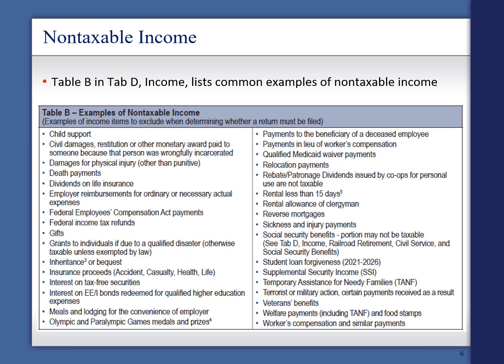So how do I, as a volunteer, determine non-taxable income? This is Table B, which is listed in the Volunteer Resource Guide, tab D, Income, page D4. This includes examples of non-taxable income. Some examples of non-taxable income include gifts and inheritances, exempt income, Medicaid waiver, veterans benefits, or welfare payments.